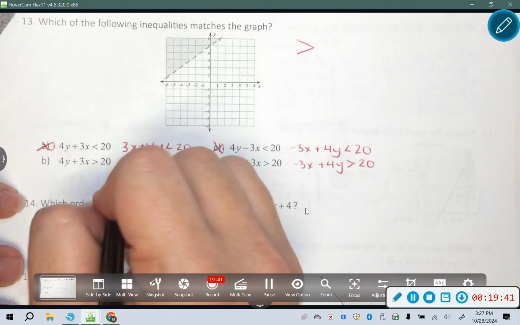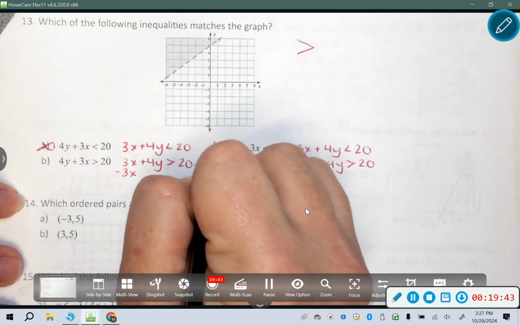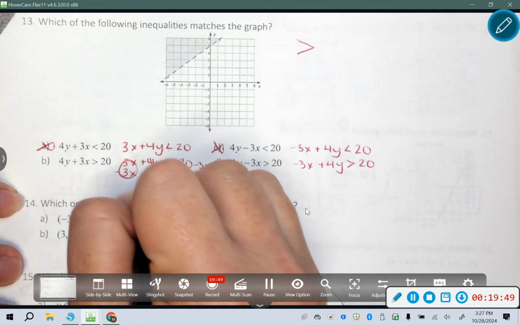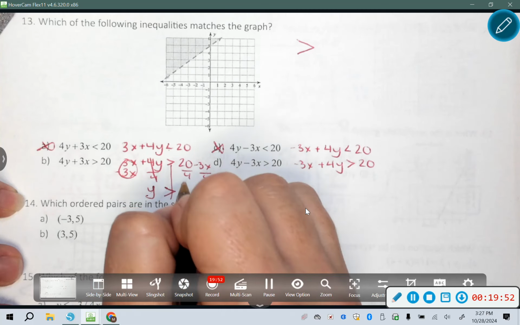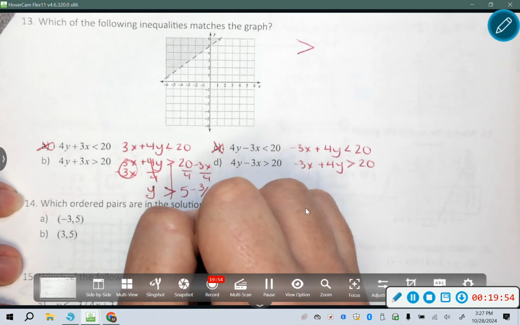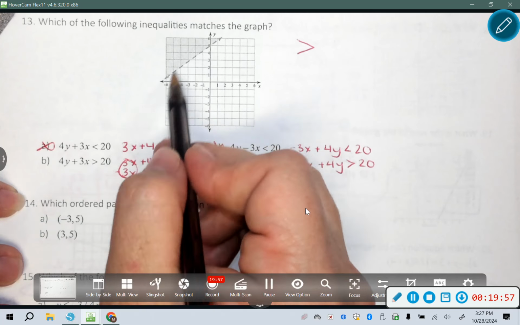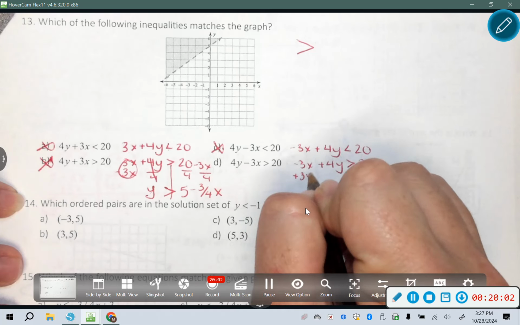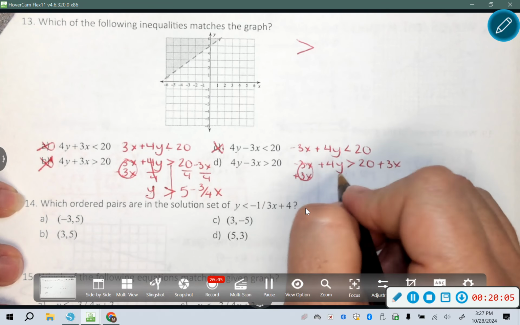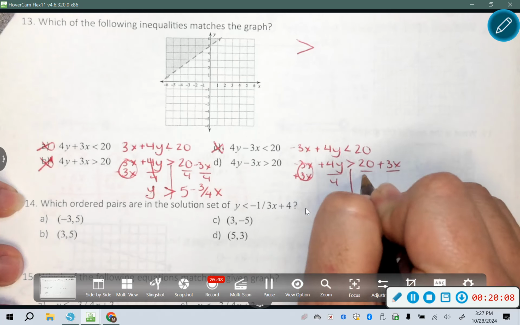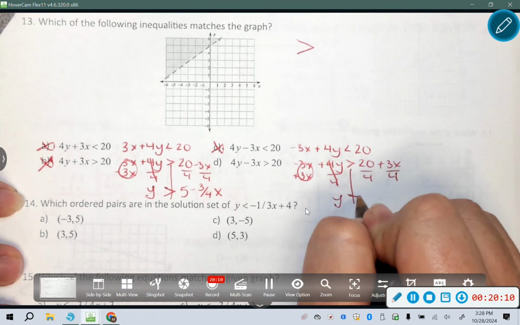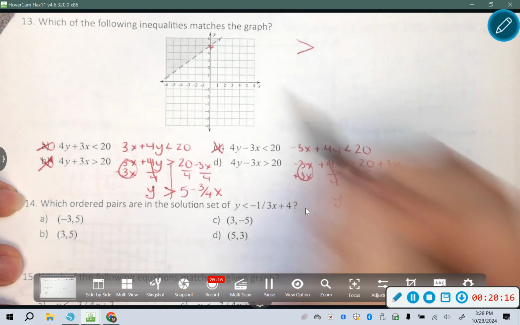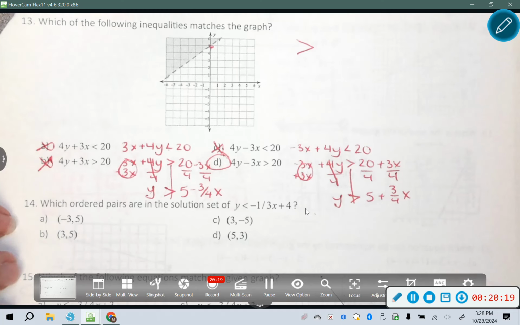So let's solve it. So I'm going to do minus 3x, divide by 4. I get y is greater than 20 divided by 4 is 5, minus 3 over 4x. Well, is this a negative slope? No, it's a positive slope, so that's not my answer. Just to double check, let's do plus 3x, divide by 4. And I get y is greater than 5 plus 3 over 4x. Well, it touches at 5, and I'm sure that's the right slope, so D is my answer.